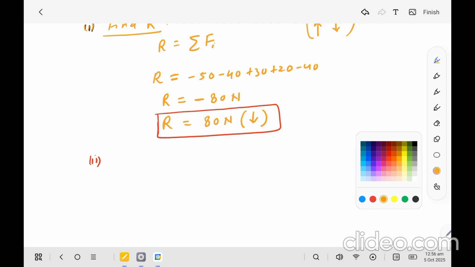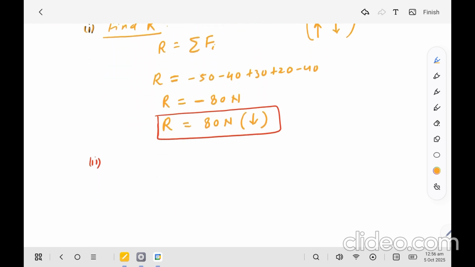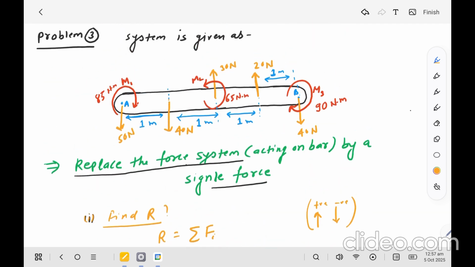Now what is the sum of the moments of all these, sum of the moments we can say. So now what is the sum of moments about point A? Okay, so now I will do the algebraic sum of all the moments about point A.